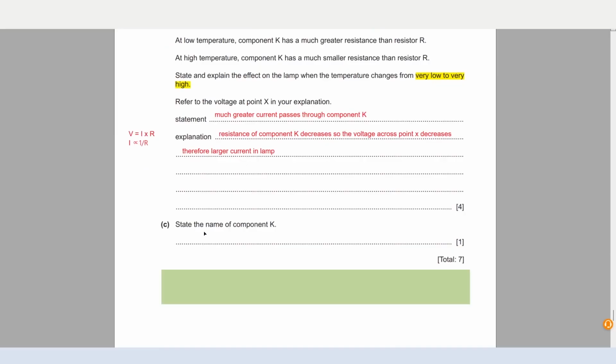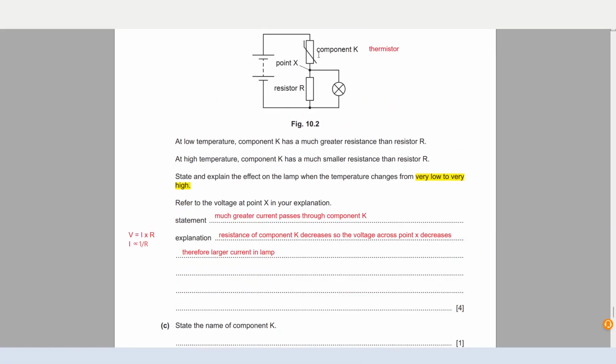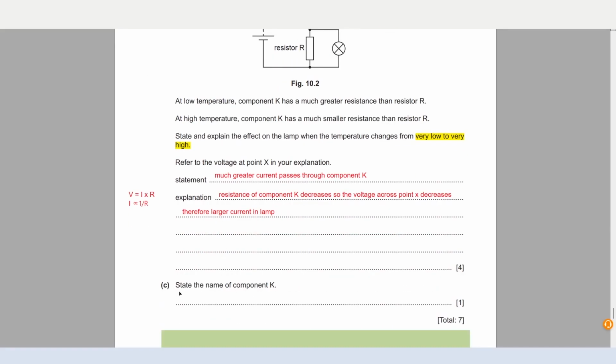Part C says state the name of component K, and as I told you before, this is a thermistor. For this you have to learn all the components of the circuits, and it's better to memorize them so that you're familiar with all the basic components in the circuit. So we can write here thermistor.